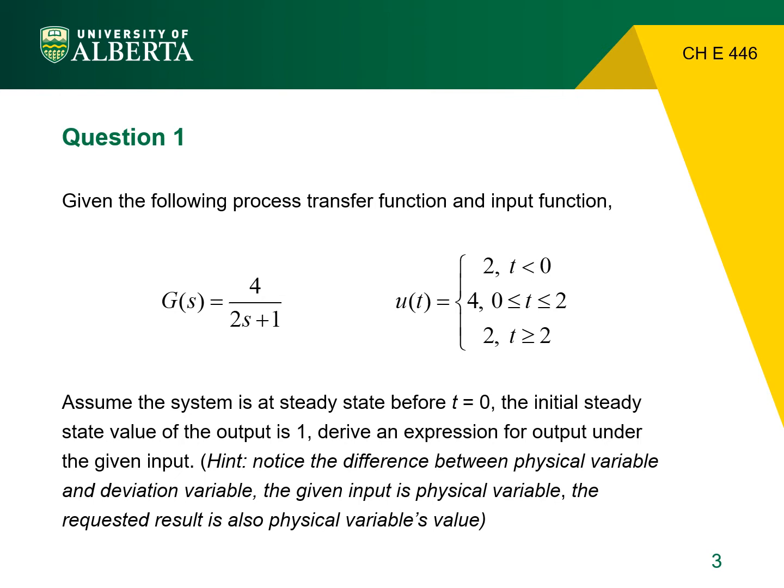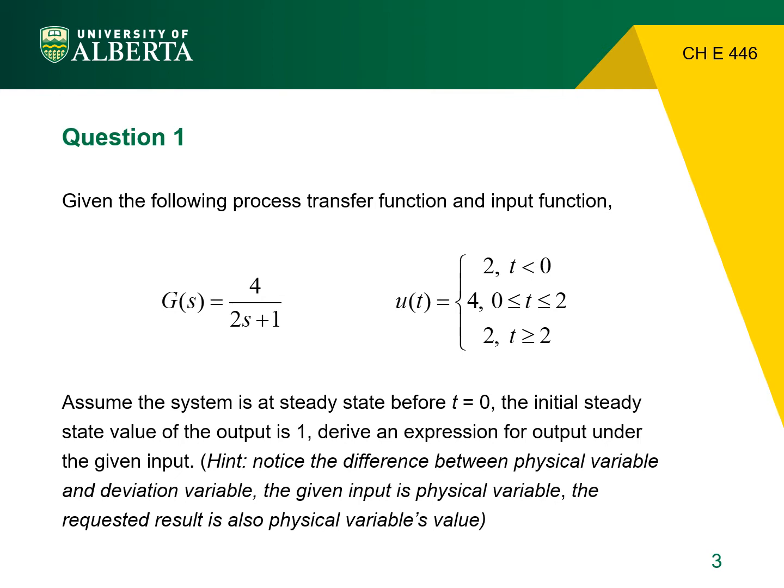We are given a transfer function 4 over 2s plus 1 and an input function represented by u of t. This input is piecewise constant in certain intervals. At all time less than 0, it takes the value 2. Between time values of 0 and 2, it takes the value 4. And for any time values greater than 2, it takes the value 2 again.